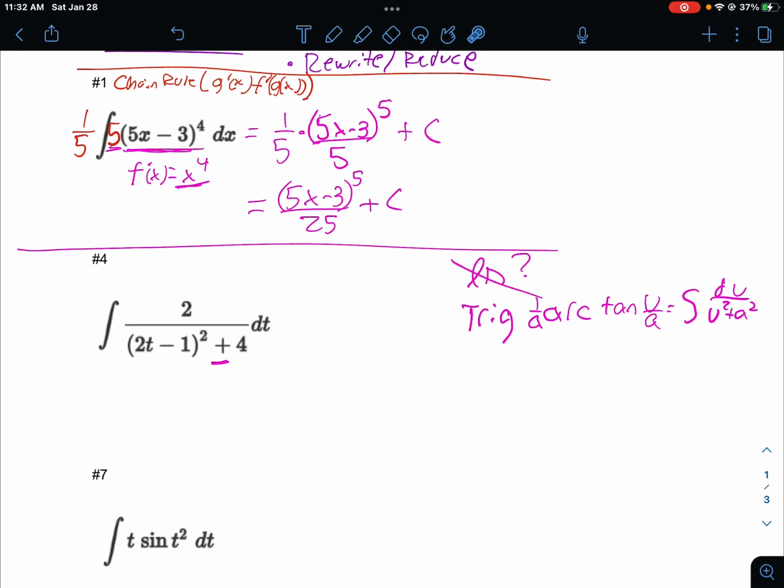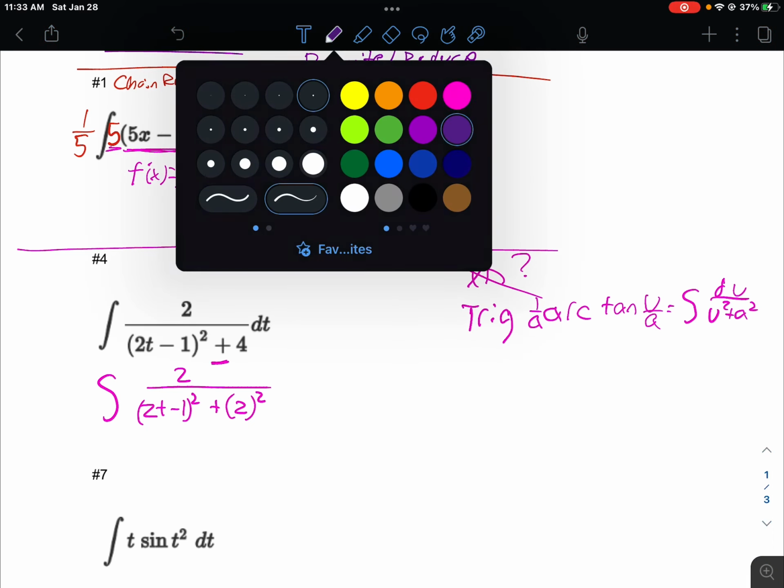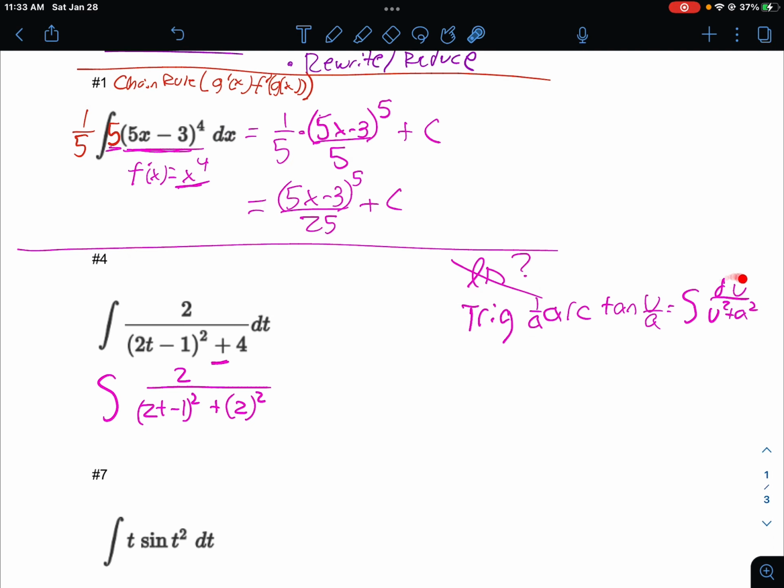Well, we have something squared, and this is also something squared. We can rewrite it to make it look more like it. We're going to have 2 over (2t minus 1) squared plus 2 quantity squared. So it actually is an arctan problem. And we have to ask ourselves, what's our 1 over a, what's our a, and what's our u? Well, in this case, our u, let's see, do we have the derivative of the inside? Do we have du? Du is the derivative of the inside of this function. Well, 2t minus 1, if we take the derivative of that, we're going to get 2.